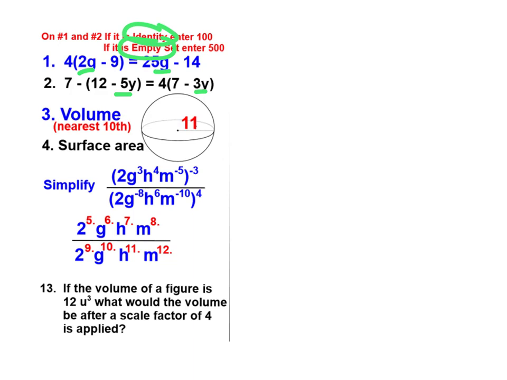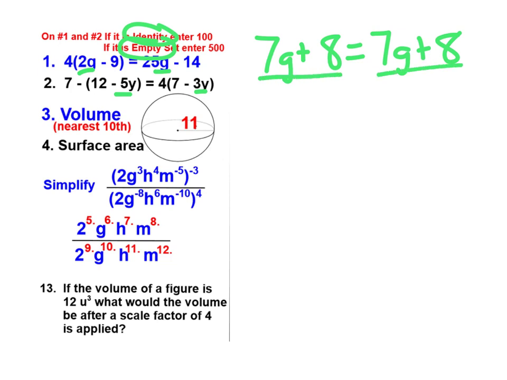So remember what an identity problem looks like is maybe if you had 7g plus 8 equals 7g plus 8. Of course it does, that's its identity. So whatever g you put in there, it'll work because you're doing the exact same math. You're multiplying by 7 and adding 8. So you would have infinitely many answers to this. So we call that an identity problem.